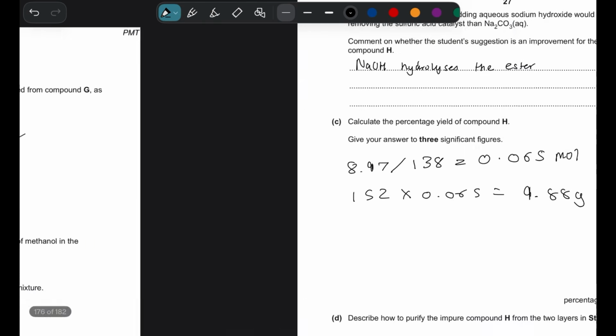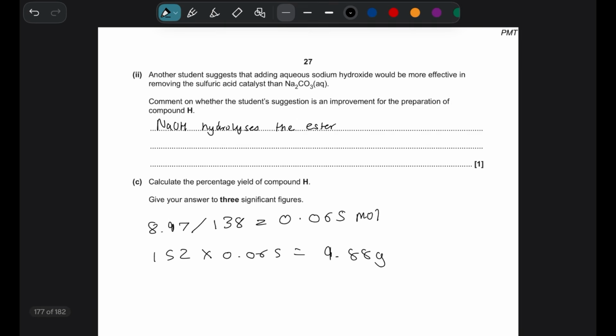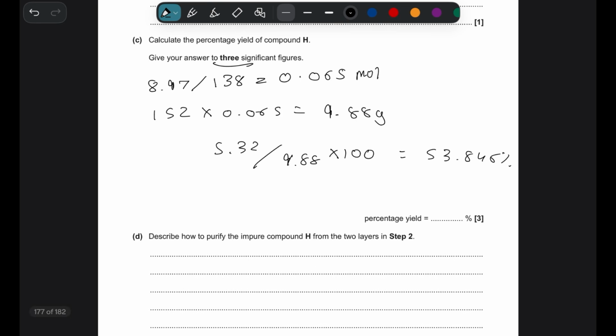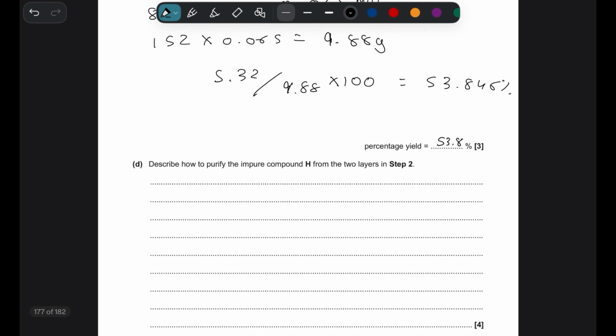Cool. So now we can do the actual yield, 5.32, divided by the theoretical yield, 9.88, multiplied by 100, and that should give us an answer. So if we do 5.32 divided by this times 100, then we've got 53.846%. It says 3 significant figures in the question, so we're going to do 53.8%. Finally, how do you purify impure compound H from the 2 layers in step 2?